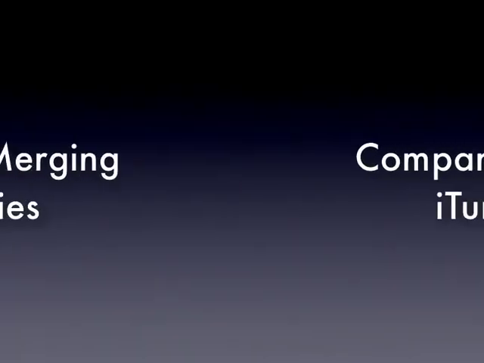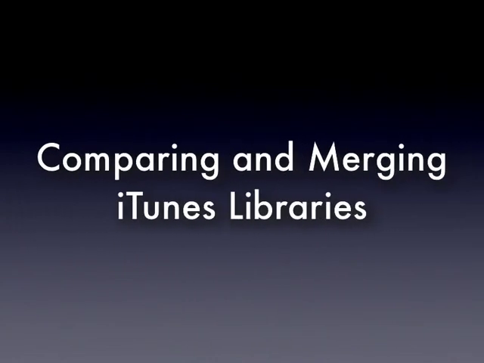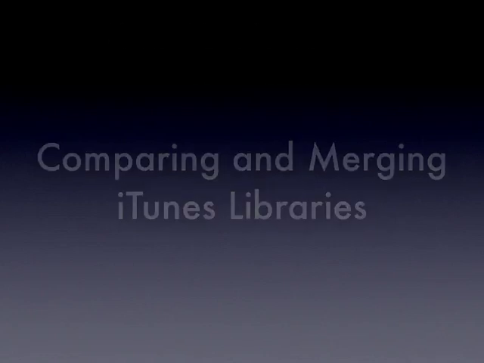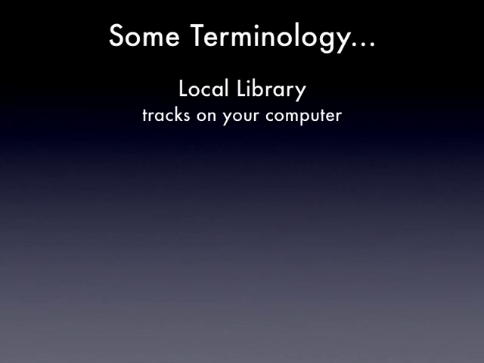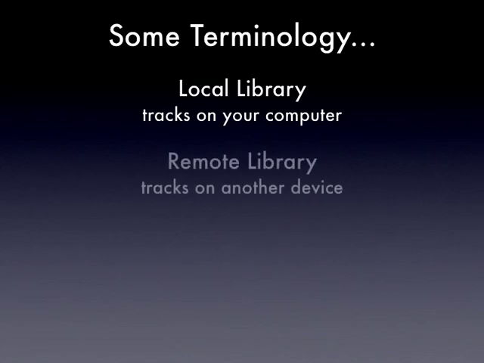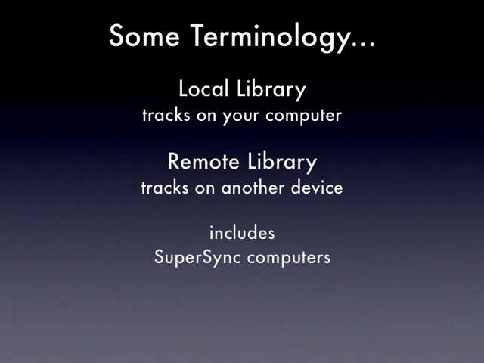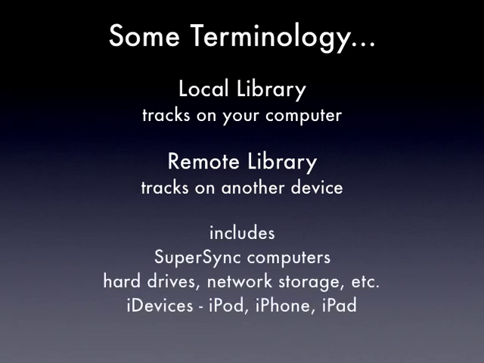SuperSync's primary purpose is to compare and merge any two libraries. So let's take a look at how that works. Any library you're comparing your local library to is called a remote library. Remote libraries include other network SuperSync libraries, disk drives, and Apple iOS devices, which include iPods, iPhones, and iPads.